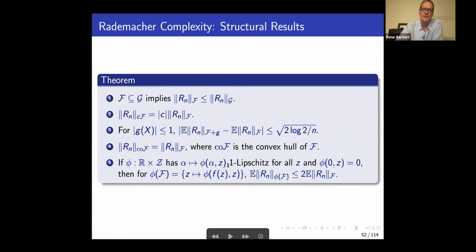And of course, if you scale this up by a constant, then using this second property, that means you should scale up the Rademacher averages by a constant over here. So if the Lipschitz constant is B, then you should get 2B times the Rademacher averages of the original class as an upper bound. This is called the contraction inequality. It's due to Ledoux and Talagrand.